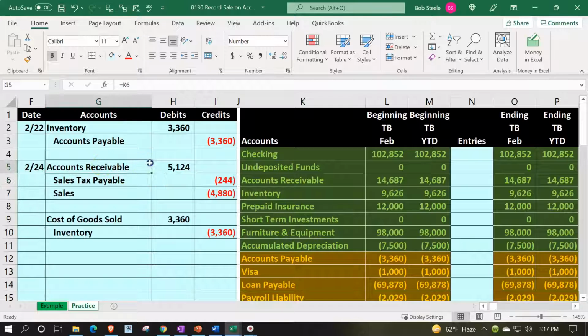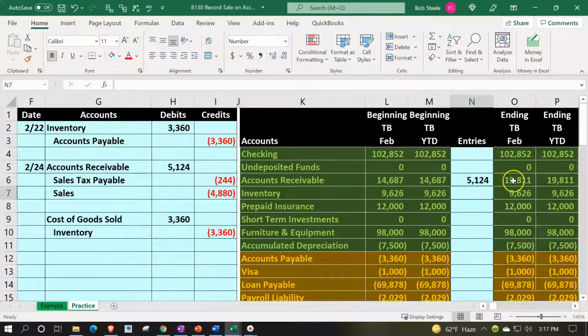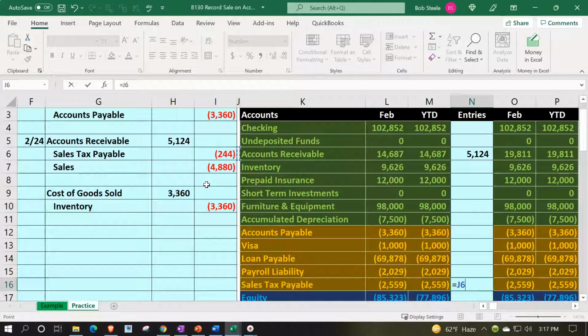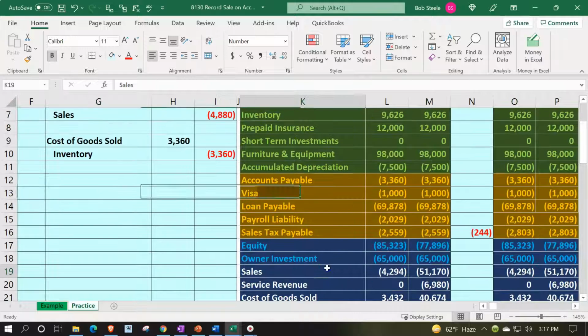We've got the accounts receivable up top, posting that out. So we're going to go to the AR, and this is going to be equal to the 5,124. That increases both the year to date and the month. And then we're going to go to the sales tax payable on the liability side of things. So we're down here in N16, equals. We're going to be picking up the 244. That increases both sides, year to date and the month, given the fact that we're talking about balance sheet accounts here.